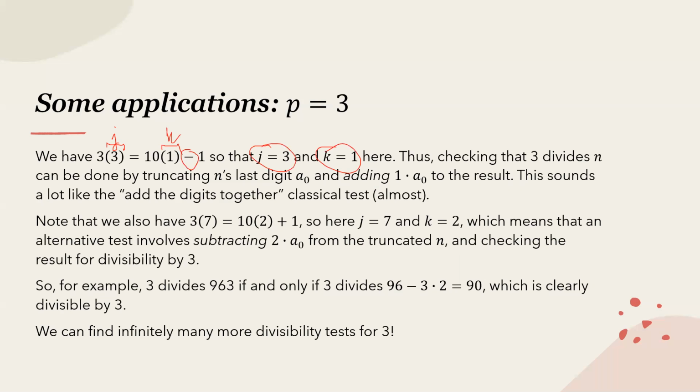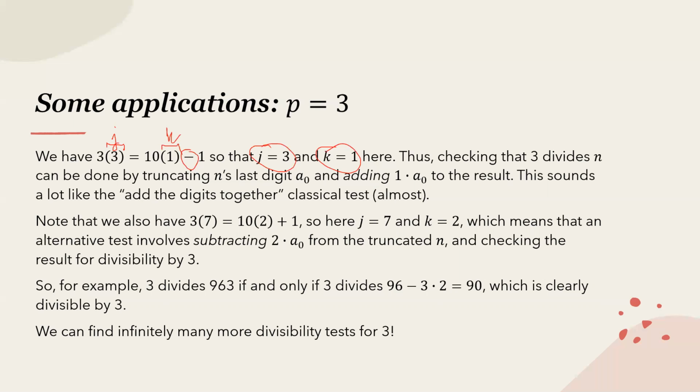So the truncation test in this case is going to be adding 1 times the last digit to the truncated thing, which is basically just adding the last digit. Does that make sense? Now, doesn't that sound a lot like the classical test? Classical test is you add all the digits. In some sense, this is almost more flexible than that, because here I can kind of stop at any moment. You see what I mean? I can kind of take the last digit, add it to the rest. Yes, I can really stop that process at the moment that I recognize divisibility by 3.